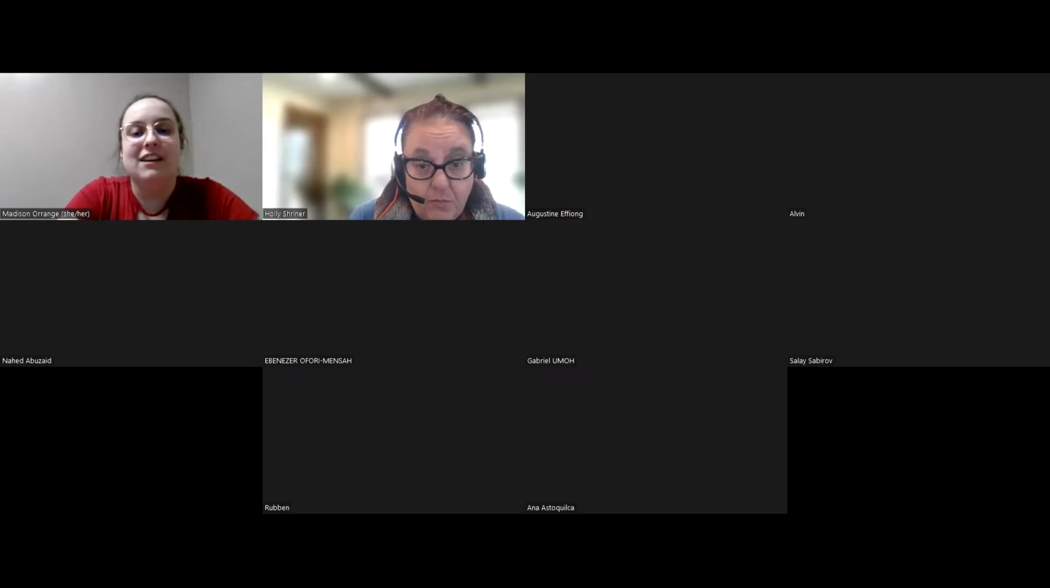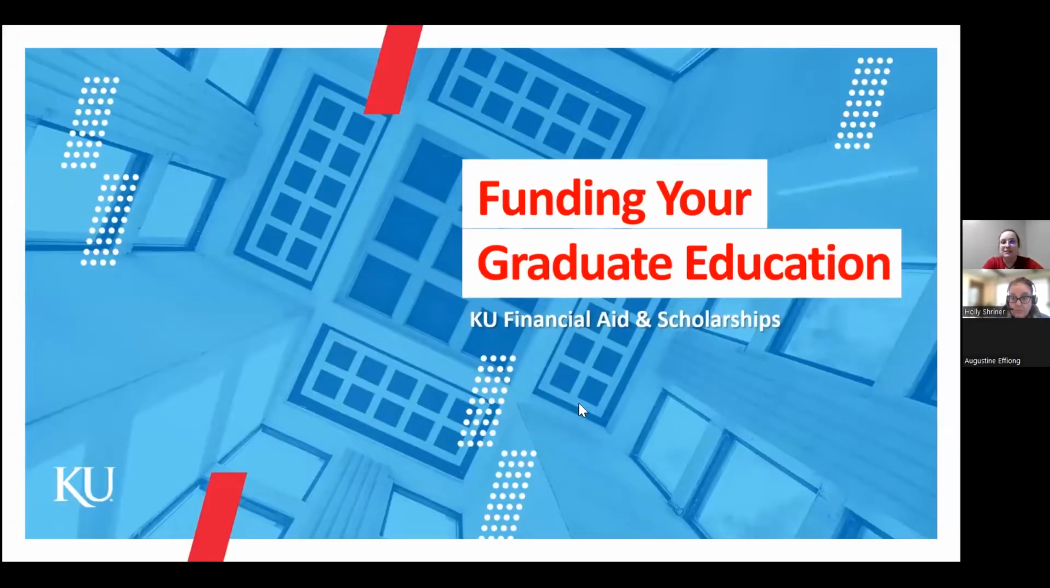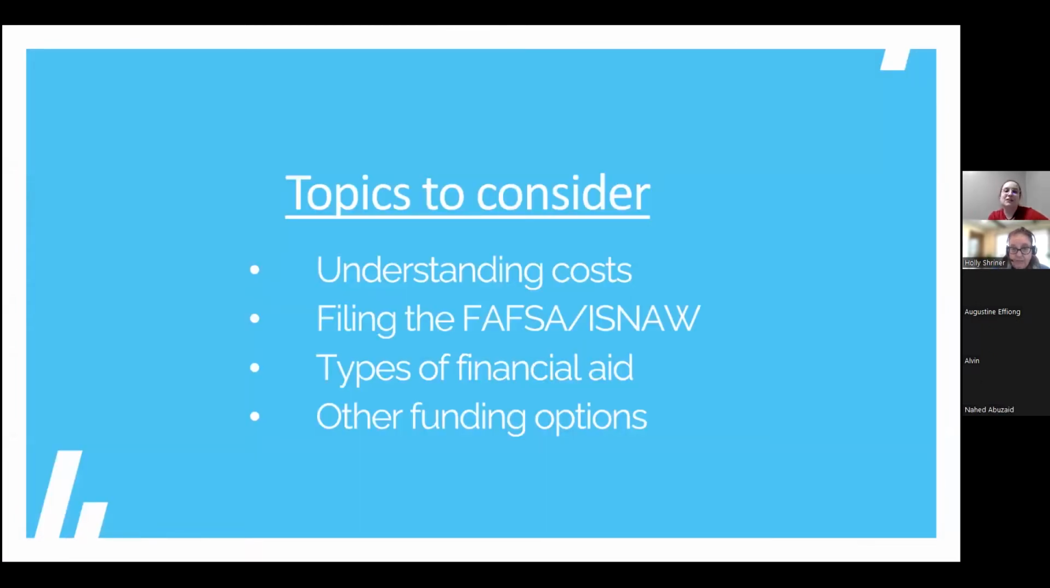Awesome. So like Holly said, my name is Madison. Today we're going to go over funding options for graduate school. I believe my screen is sharing, correct? Okay. So today we're going to go over topics to consider, such as understanding the costs that go into graduate school, what it's like to file the FAFSA or the ISNA based on whether you're a U.S. citizen or an international student. And then we're also going to talk about different types of aid that's available to everyone and other funding options that students can look into.